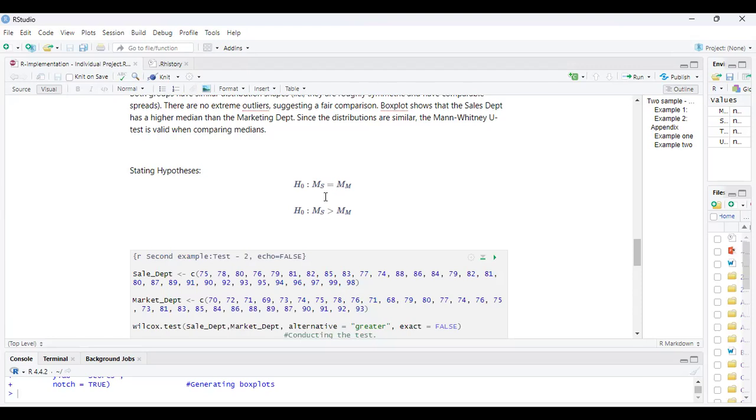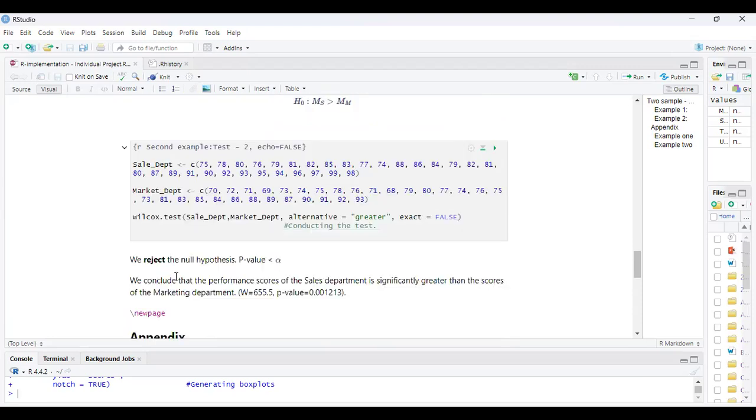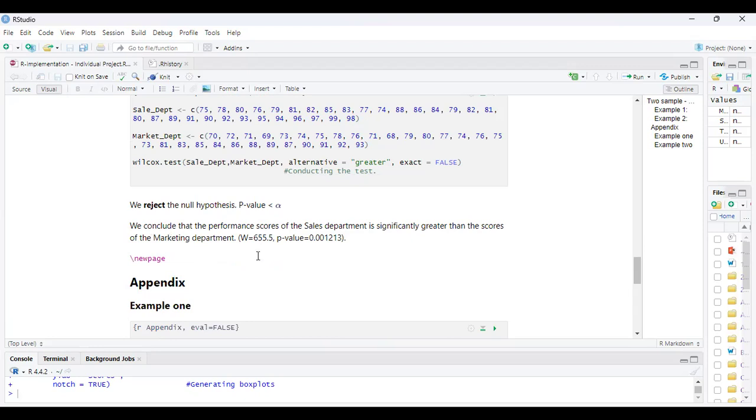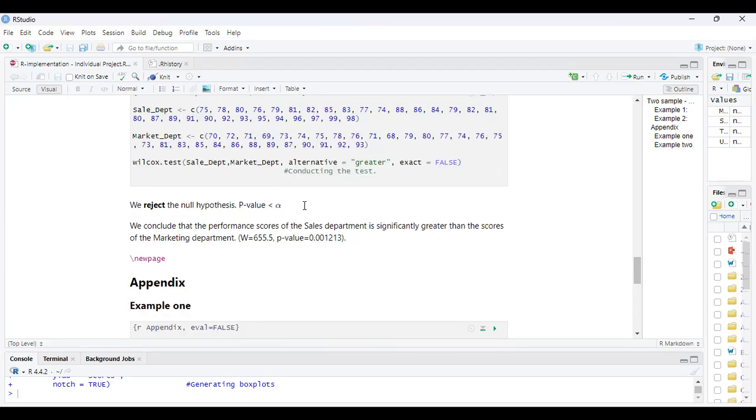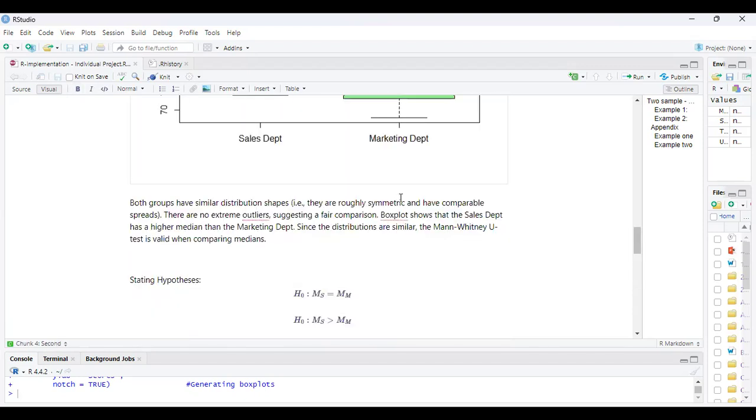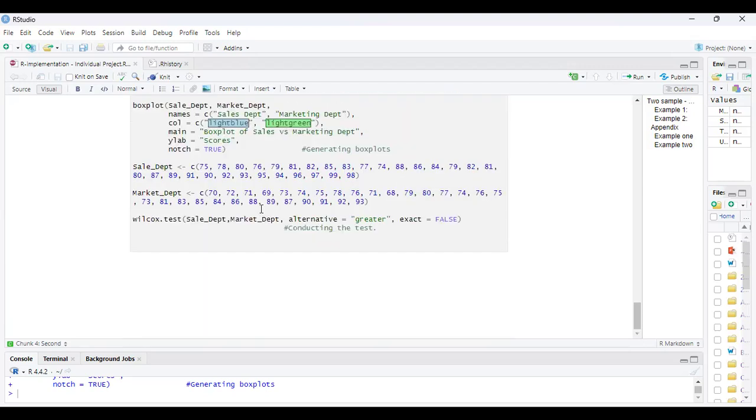We state the hypothesis, and our conclusion is that we reject the null hypothesis because the p-value here is less than alpha. If you look carefully, we conclude that the scores of the sales department are significantly greater than the scores of the marketing department. So W is equal to 655.5. P-value is equal to 0.001213. So in this case, we reject because the p-value here is less than 5%.